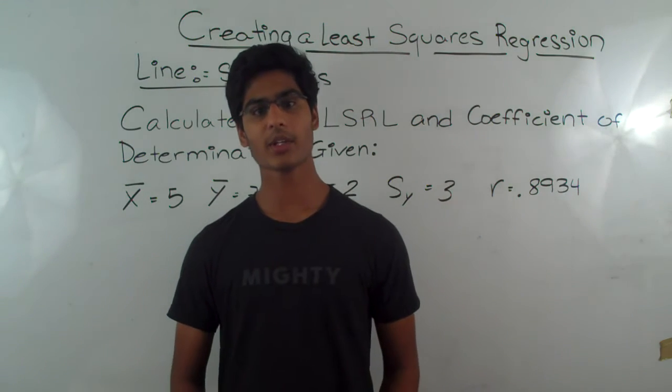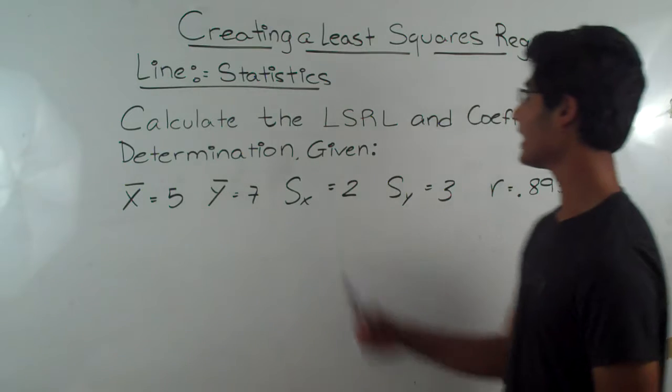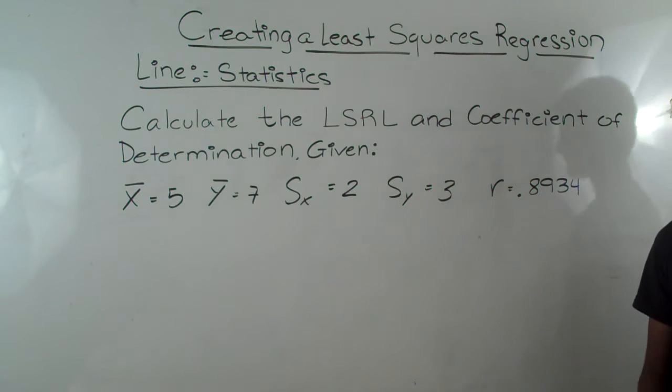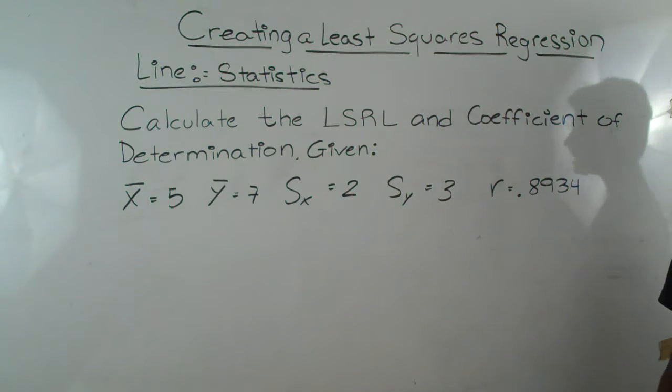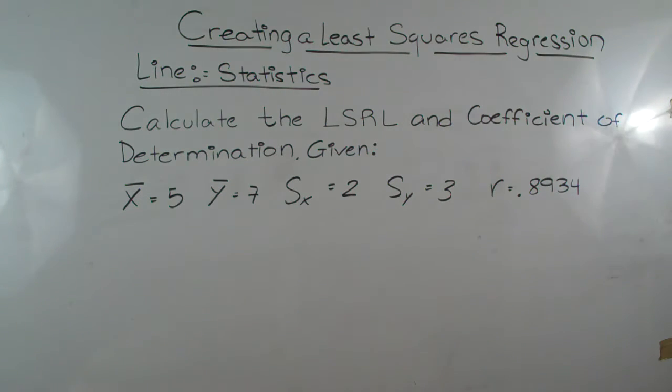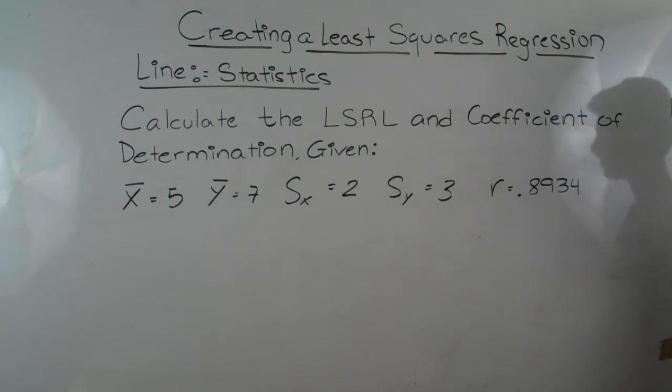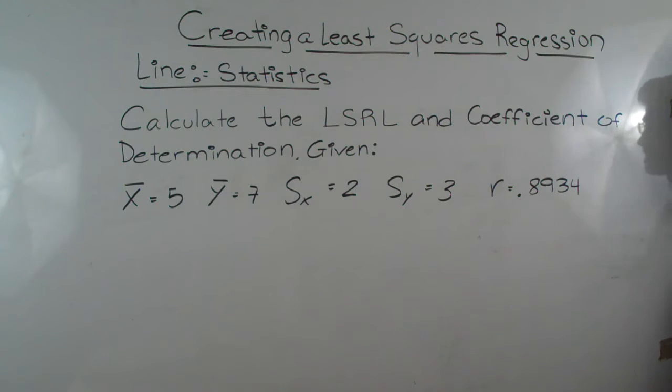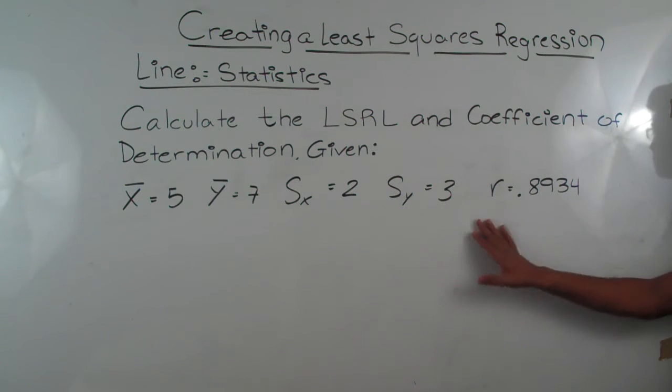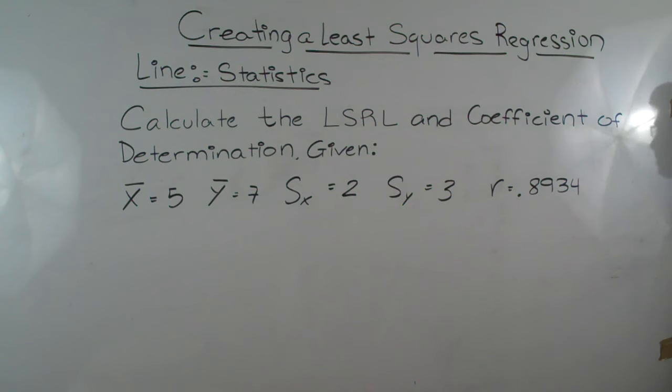Hi! Today we're going to learn about creating a least squares regression line in statistics. So let's say we have a problem like this. Calculate the least squares regression line and the coefficient of determination given that x bar is equal to 5, y bar is equal to 7, s sub x is equal to 2, s sub y is equal to 3, and r is equal to 0.8934.